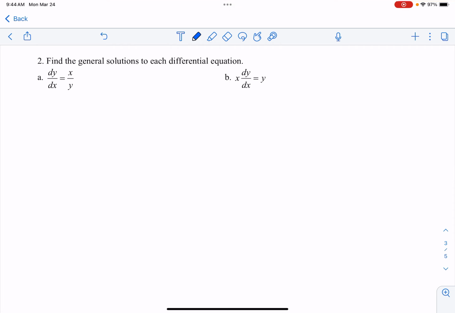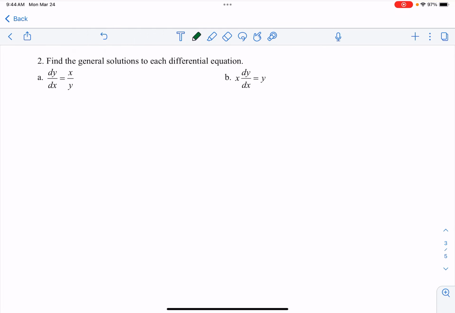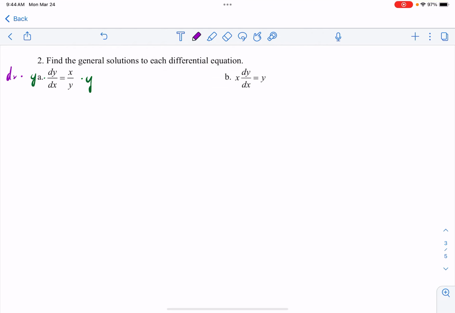There's two more problems I want us to do before you try your homework. Again, we're solving these differential equations. In this first one, we're trying to get y dy on one side and x dx and anything else on the other side. So I'm going to multiply both sides by y and multiply both sides by dx. So what we're left with is y dy equals x dx.